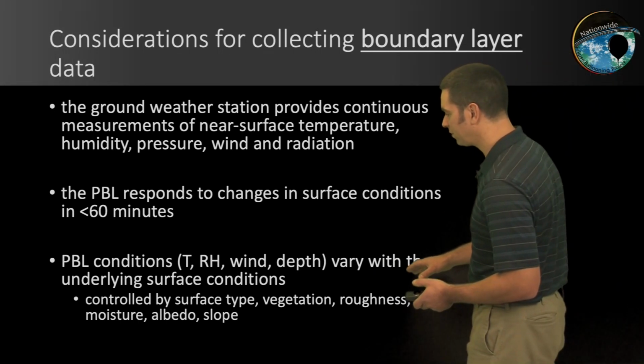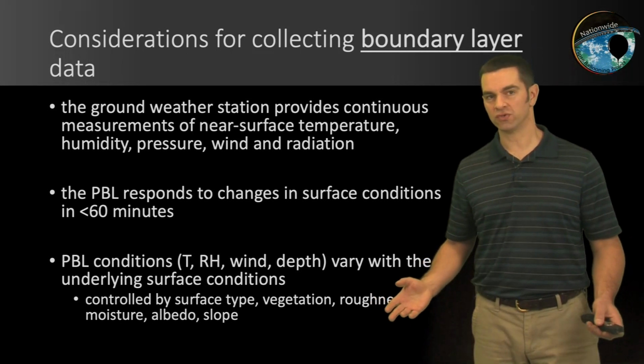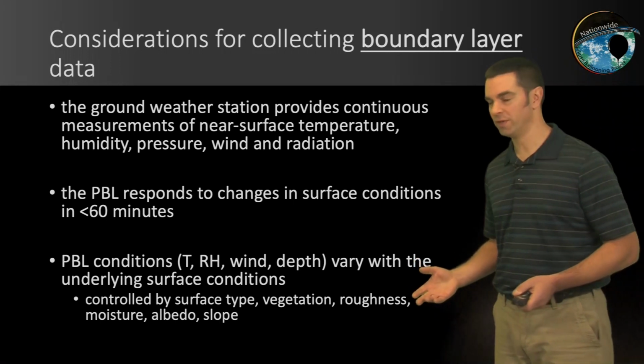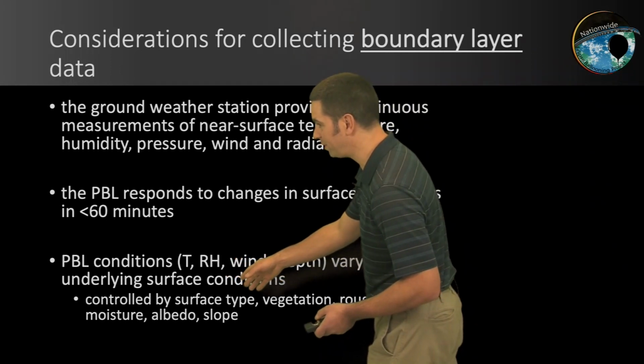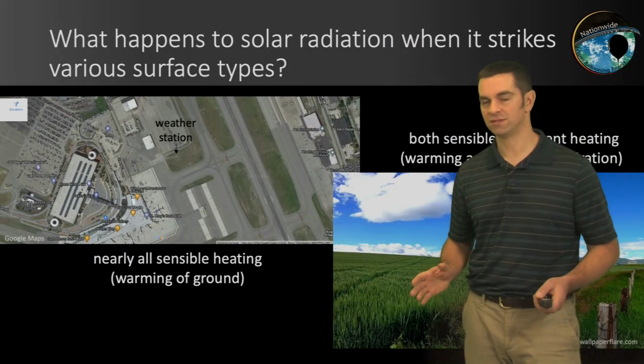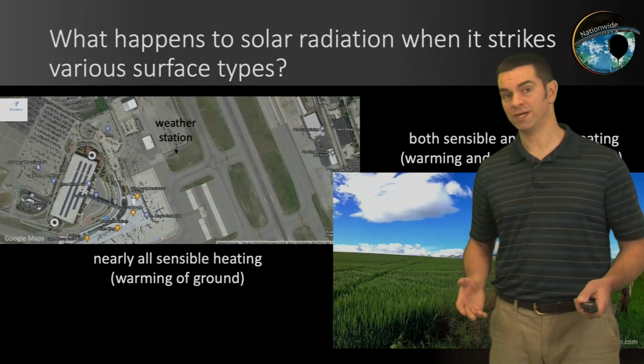The roughness of it, right? How big are those trees or vegetation? Are there any buildings or other structures around? Hills, mountains, all of that impacts the boundary layer. Also moisture and albedo and the slope of the land. All of that impacts the ground conditions and ultimately what the boundary layer does.